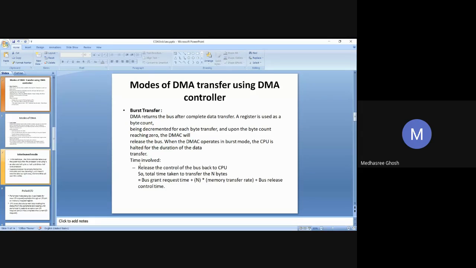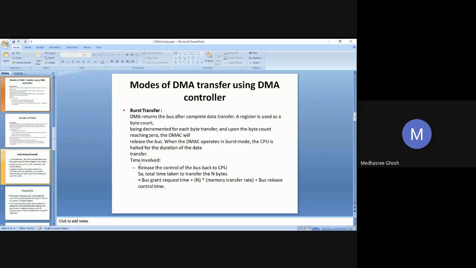Burst, as in the name, means a chunk of data. A chunk of data is transferred while the controller keeps a register to count the data bytes. One byte is transferred, second byte is transferred, third byte is transferred. Once every byte has been transferred, the bus grant will be released. The buses will be released. Other than that, the buses will be occupied until the transfer is completed.